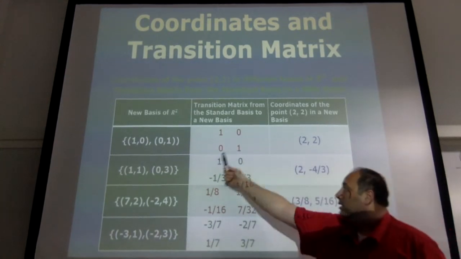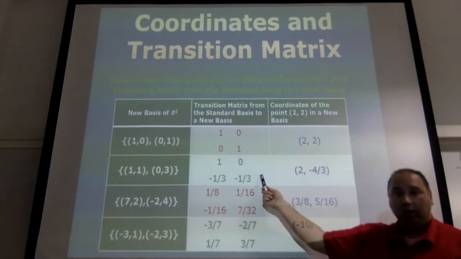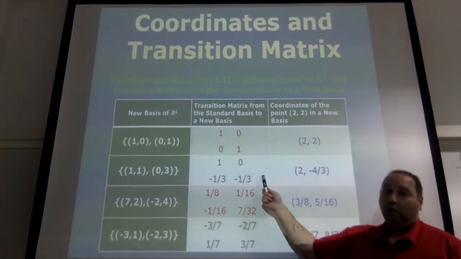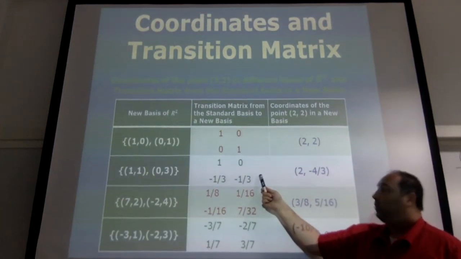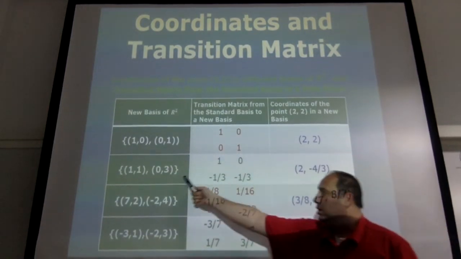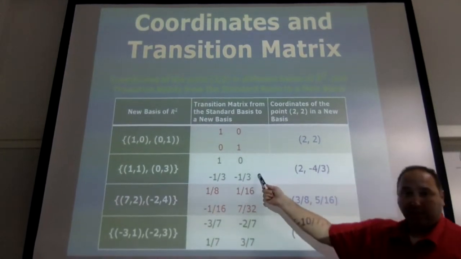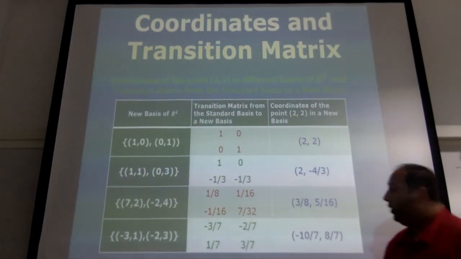And our transition matrix, which is here, we will see how to compute it, is actually a dictionary. This will help us translate all the words that are expressed in standard basis, so all the coordinates in standard basis, into words or coordinates in the new basis. We will see how to construct this. It's not going to be complicated at all.